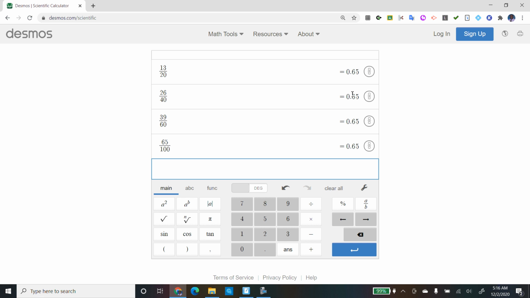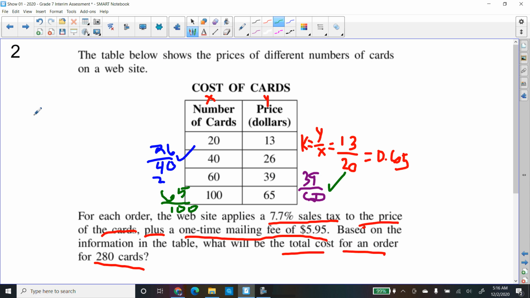So if you look at our calculator, every single one of these fractions, when I divided the price by the number of cards, price per card, came out to 65 cents per card. So one card is 65 cents. So the constant of proportionality, also known as unit rate, is 65 cents. So it's going to cost me 65 cents for one card.